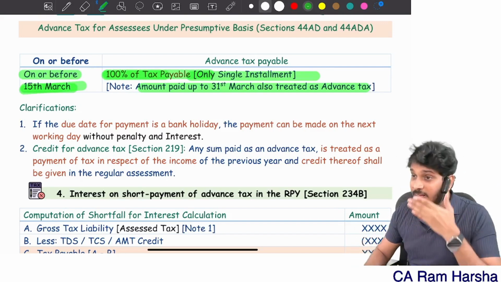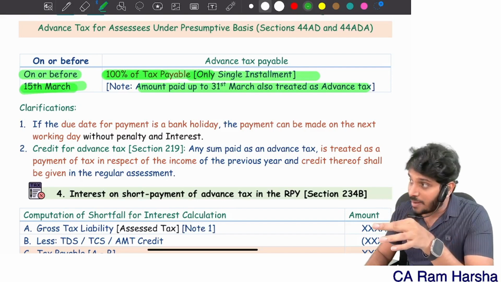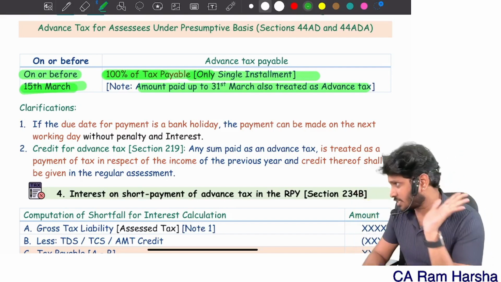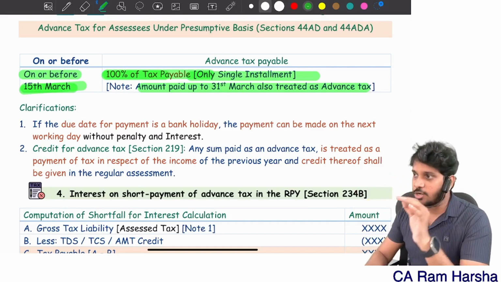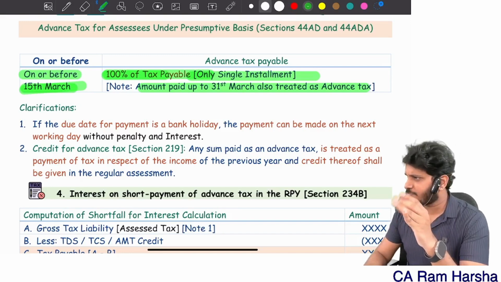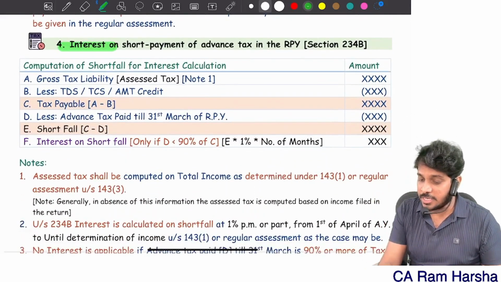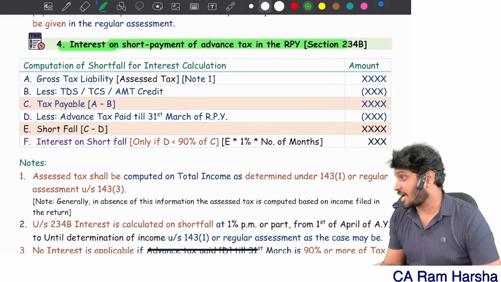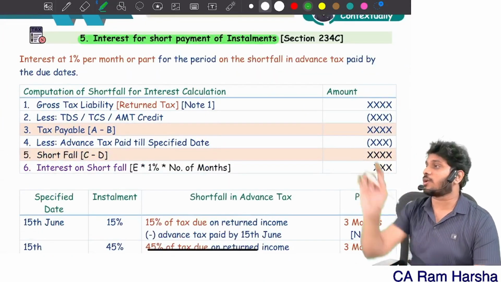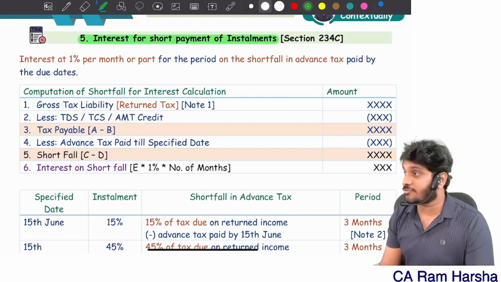Enough. If after March 15th you also paid some tax, but on or before 31st March, that is also treated as advance tax. Suppose I did not pay like this. There are 4 installments, I paid, but that is not enough. Then I am liable for interest on short payment of advance tax, interest for short payment of installment.